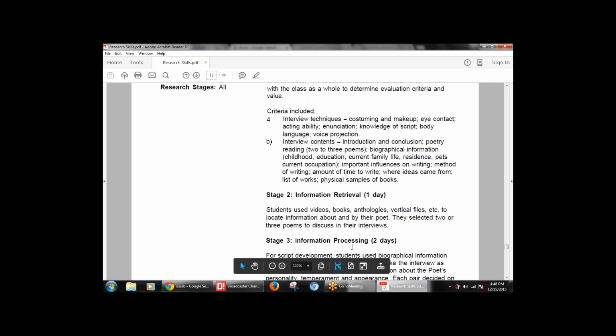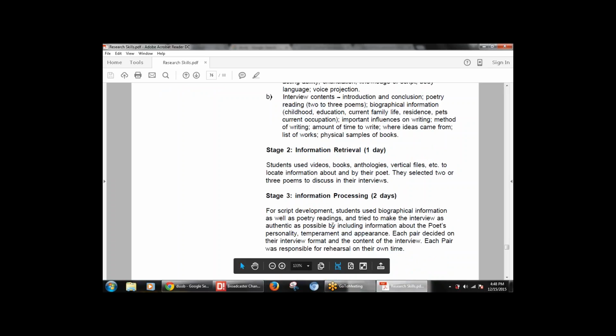That is stage number 2, the information retrieval, only for 1 day, in which students use videos, books, anthologies, and vertical files to locate the information about and by their poet. They selected two or three poems to discuss in the interview. That is, they gather and retrieve the information to discuss in the interviews.